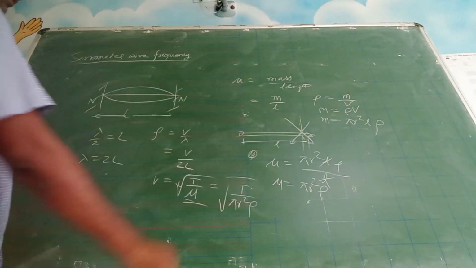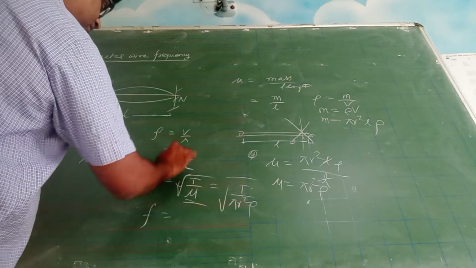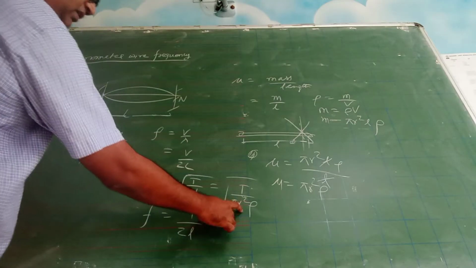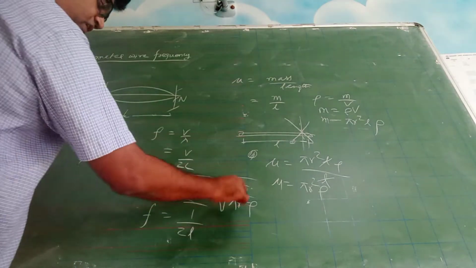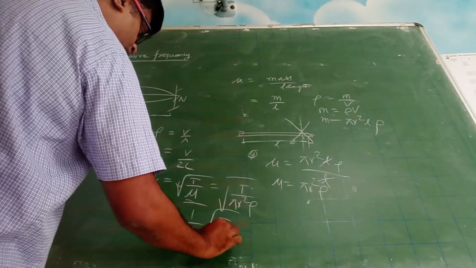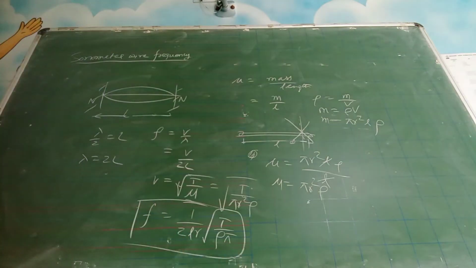Okay. Let us introduce this into this. So F is equal to finally 1 upon 2L. You can see it is r square, so root over r square will be r. It is 1 upon 2Lr root over T upon rho pi. So this is the expression to calculate the sonometer wire frequency.